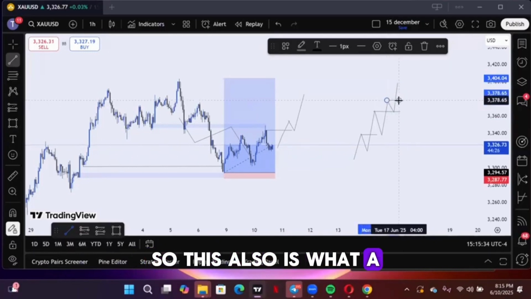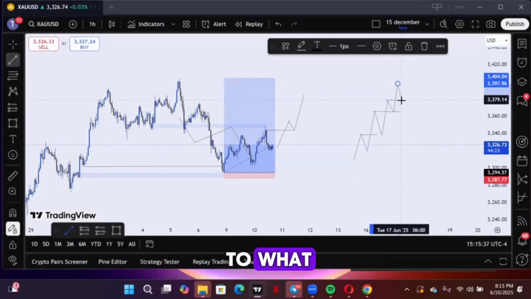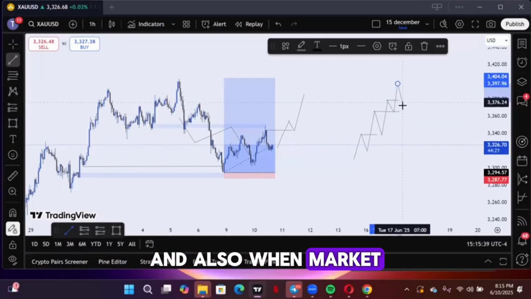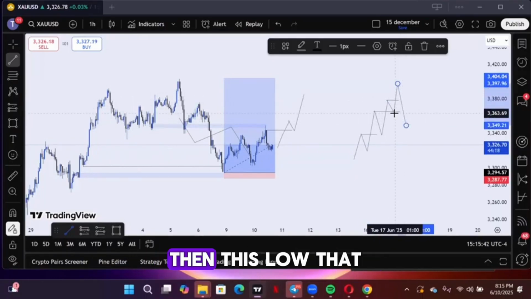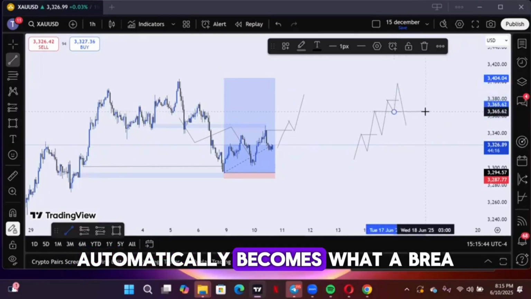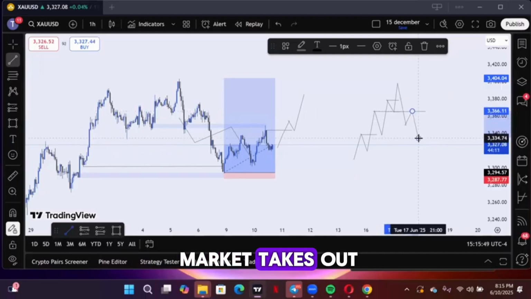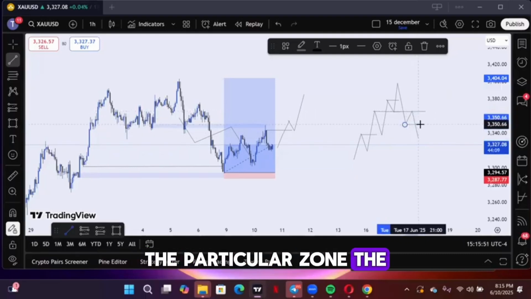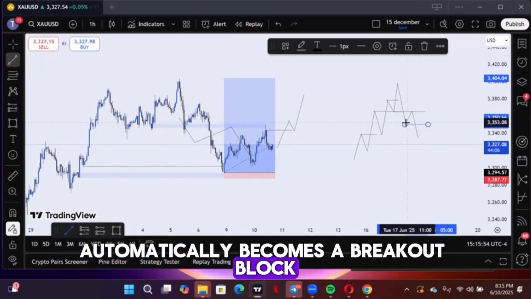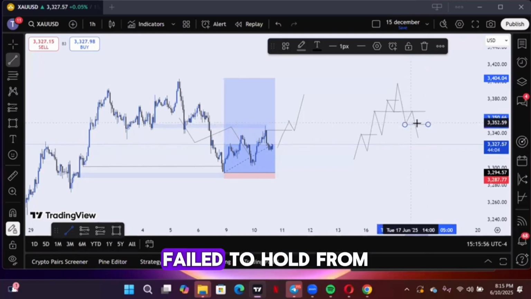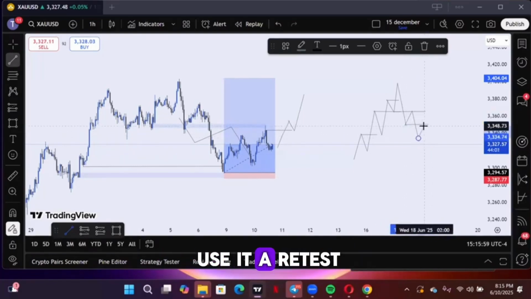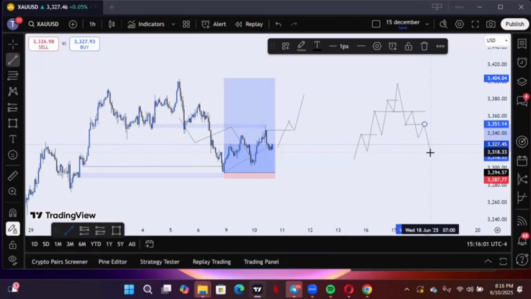So this also is a breaker block. You expect the market to bounce from here to the upside. And also when the market sells down and takes this low out, then this low that the market just took out automatically becomes what? A breaker block here. Do you understand? So any zone that the market takes out, the particular zone the market broke past automatically becomes a breaker block, and you mostly see the shape of an order block there that price failed to hold from. So you expect to use a retest to that zone as an entry for continuation to the new zone that the market started traveling to. So that is basically what a breaker block is. Do you guys understand?